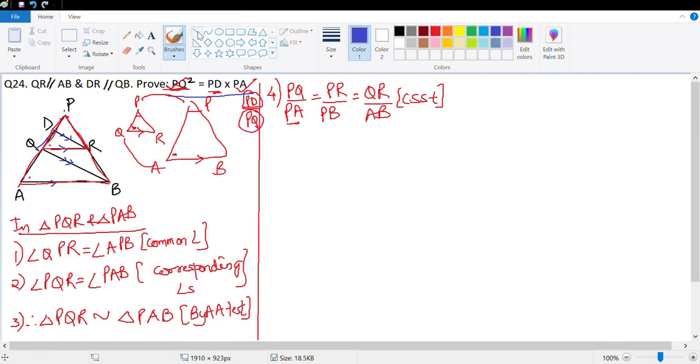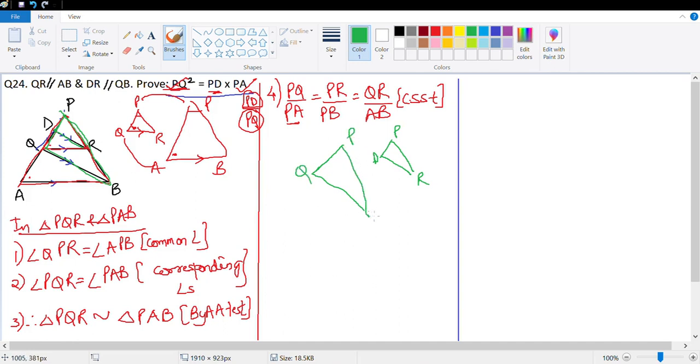Let's see if I can get anything else, and let's try and identify another set of triangles which will have a common angle. So now I'm looking at these two tilted triangles, which is PDR and PQB. Again, these are a pair of parallel lines and I have angle P common. So let me draw them separately. It will be easier for us to identify. This is P, this is D, this is R, and I have the bigger triangle which is PQB. DR is parallel to QB.